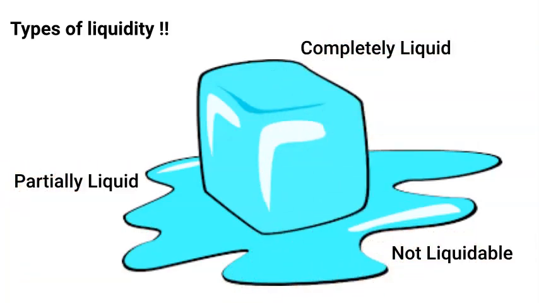Let's take water and ice. Definitely, water is more liquid than ice. Assets can be fully liquid, that is easily convertible to cash. Assets can be partially liquid, in which case they can be converted to cash after following certain restrictions. And assets cannot be liquidated at all, like ice, which cannot be converted into cash.